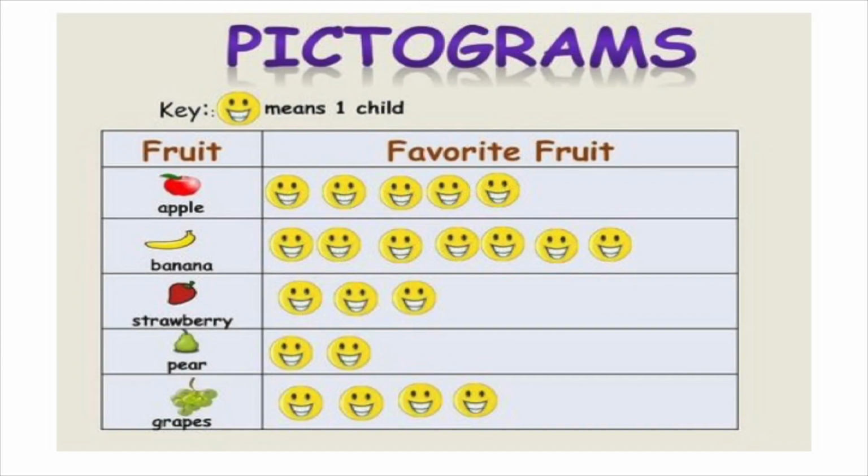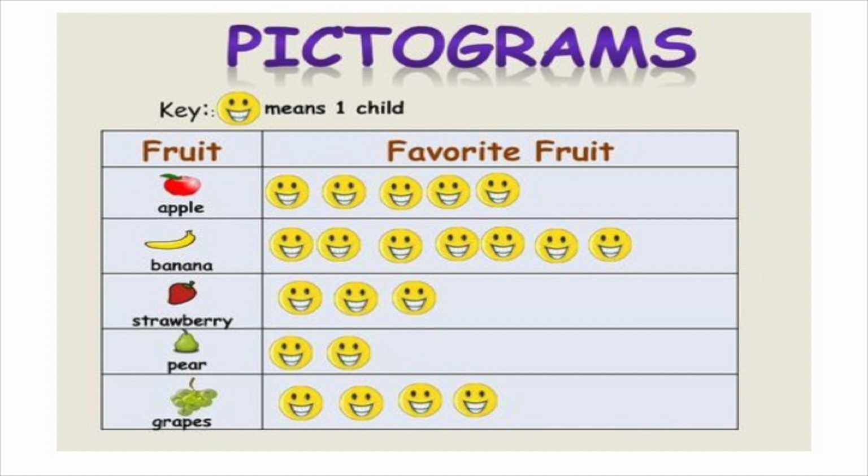So let's take a look at our PowerPoint presentation about pictograms, or also can be called pictographs. Okay, so if you hear the words pictogram and pictograph, it's the same thing. And as you can see here, we've got pictures to represent the different types of data. What can we see here, guys? What fruit? Apple, banana, strawberry, pear, grapes. Excellent.